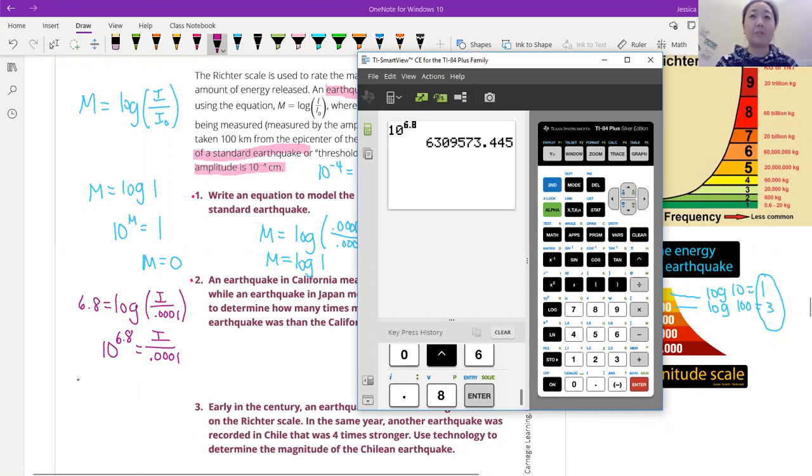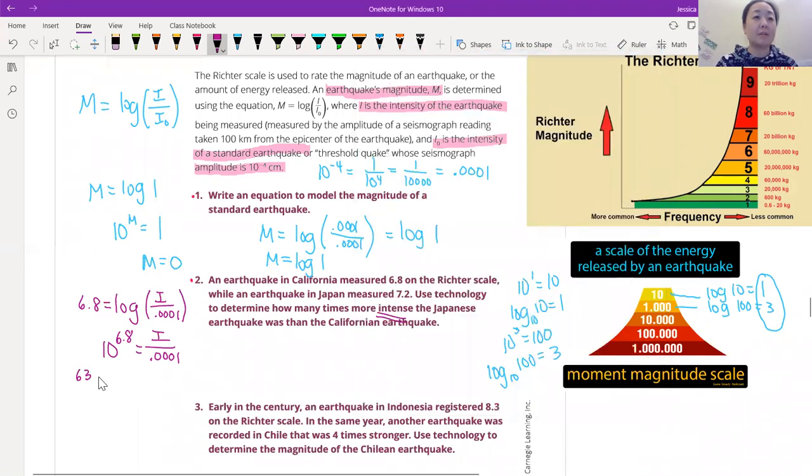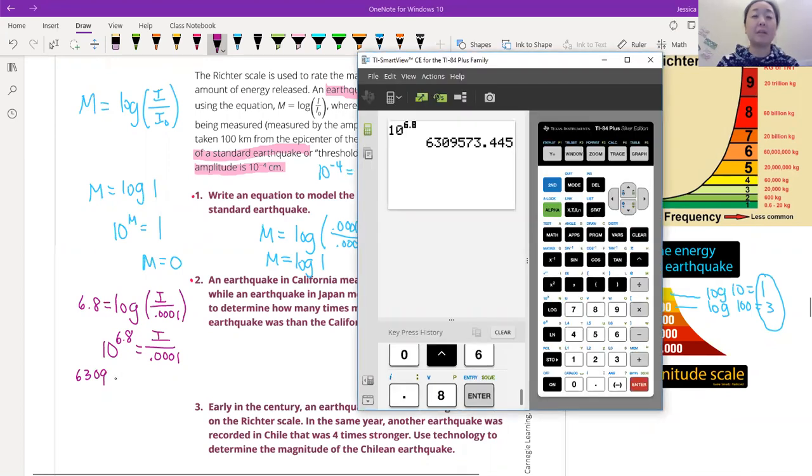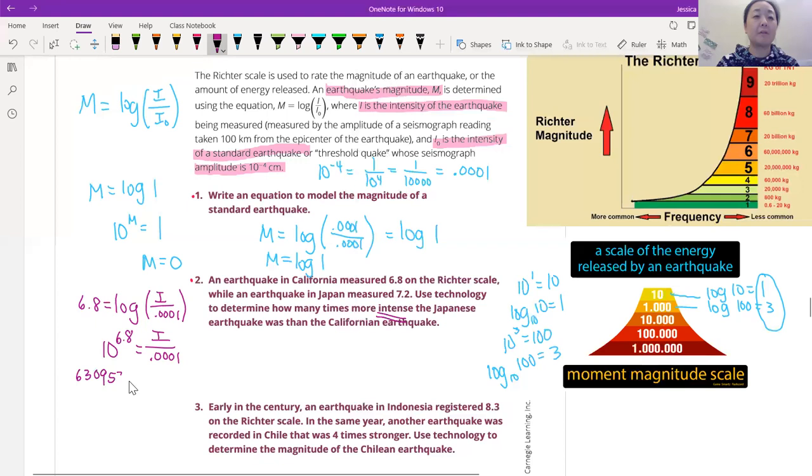Well, let me just write it down then. So it's going to be 6309,573.445 is equal to I over 0.0001. Now, how do we get rid of that 0.0001? It's dividing. We want to get I by itself. So just like how we normally would do, we just multiply it by 0.0001 on both sides.